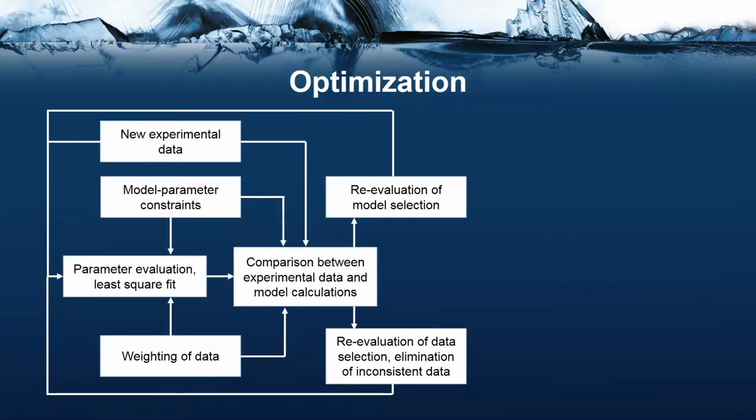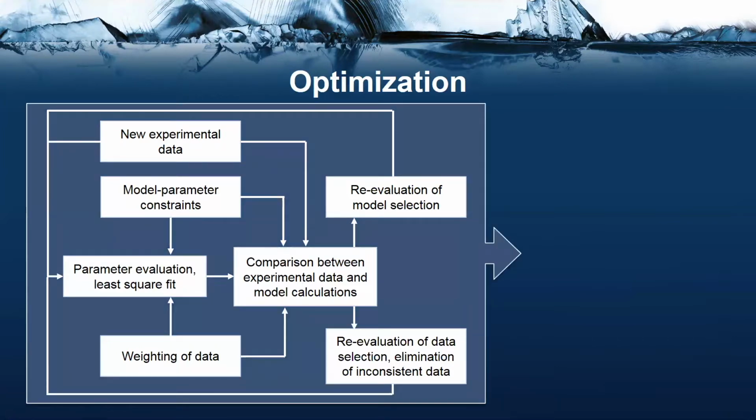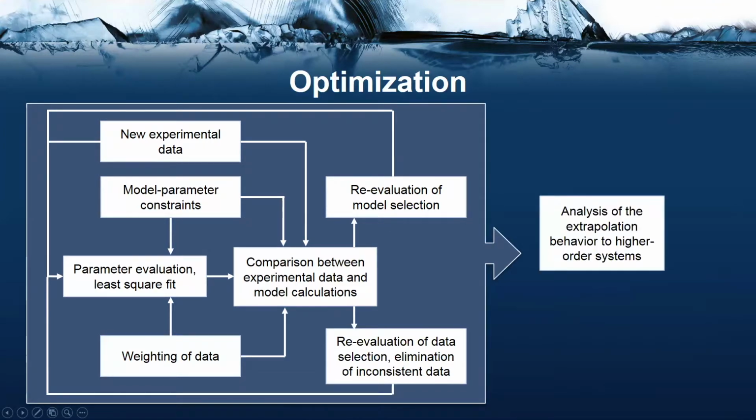After the model describes the set of data collected from the literature in a satisfactory manner, we can move from this iterative process to the extrapolation into higher order systems. For example, if you have done this in the binary system, you go to the ternary phase diagrams. Sometimes the extrapolation from the binary to the ternary system does not explain the ternary experimental information.